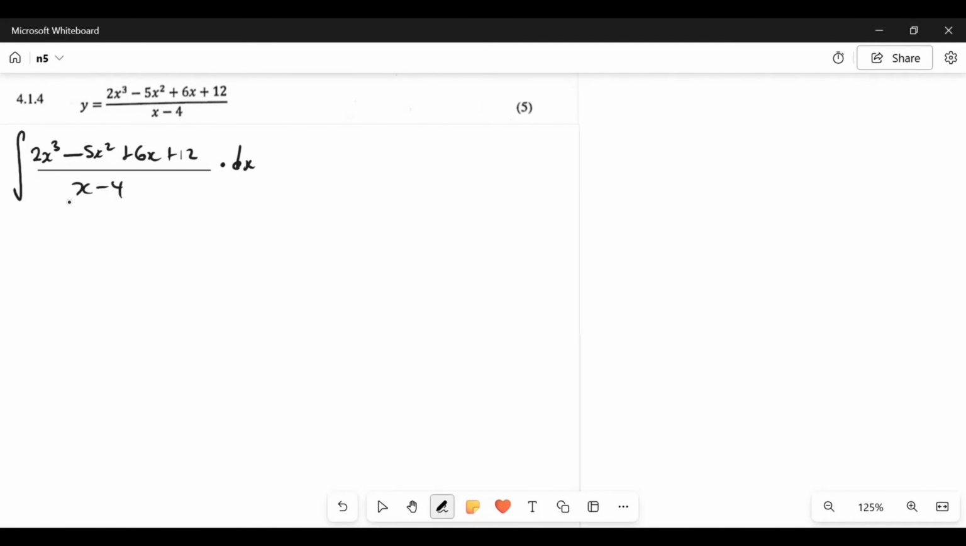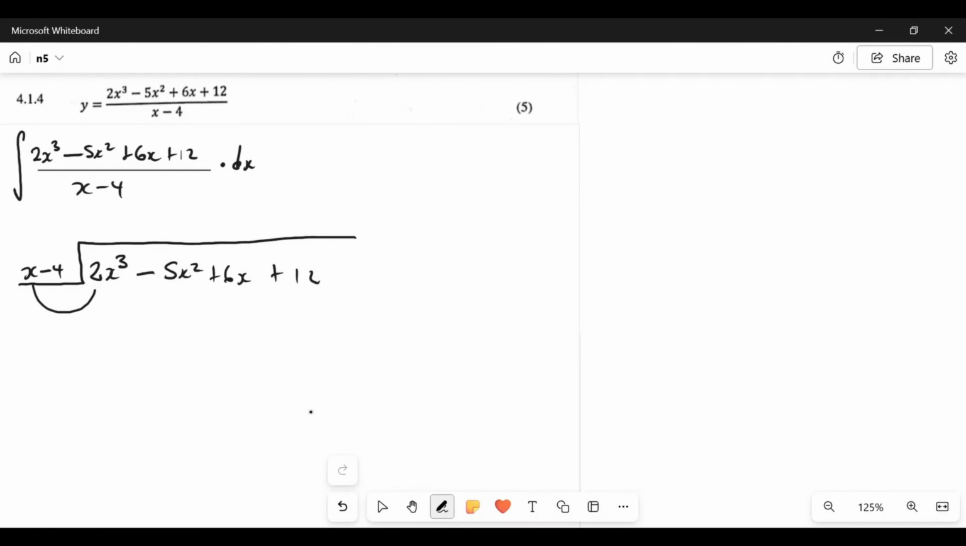From here, guys, we have to use the long division method. So on this side, you're going to write the divider. And then inside here, we're going to write the numerator. 2x cubed minus 5x squared plus 6x plus 12. Right, so the long division goes like this, guys. First, you divide this 2x cubed with x. You're going to be left with 2x squared there.